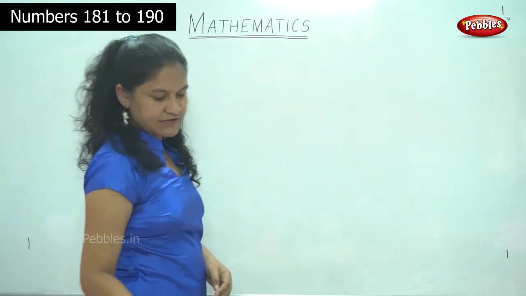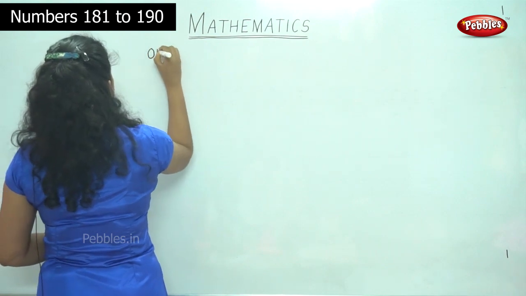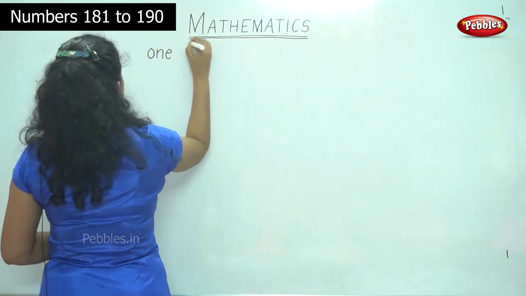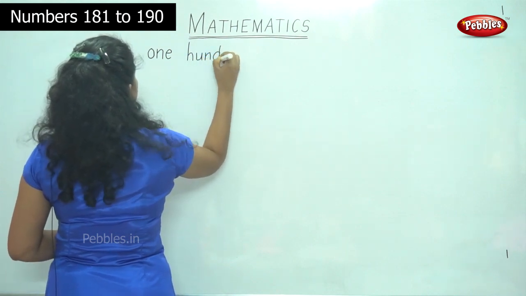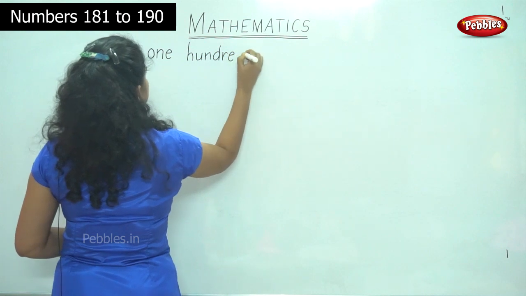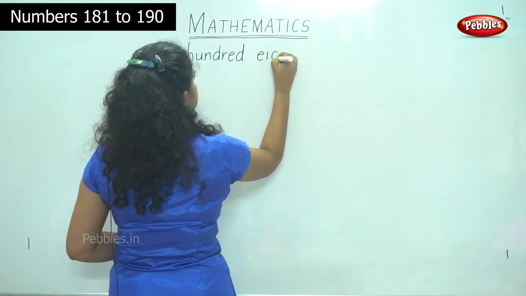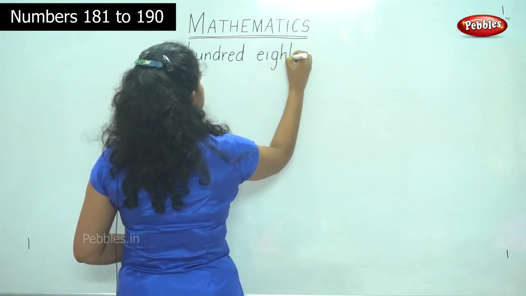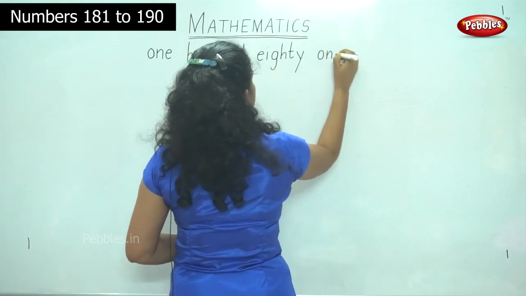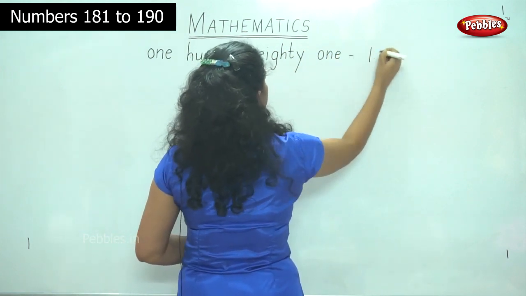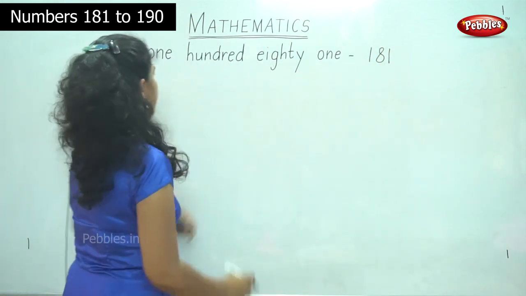So the first number is O-N-E, 1. H-U-N-D-R-E-D, 100. E-I-G-H-T-Y, 80. O-N-E, 1. So 181.